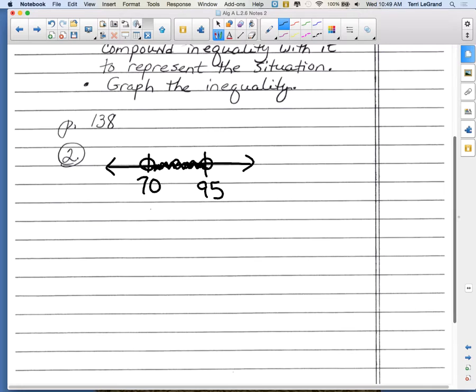But then they threw in this word that says inclusive. What does that mean? The circles should be shaded in. Inclusive means include them. So we're going to shade both of those in, because it can be 70 and it can be 95. Now, is it easier to write the compound inequality for this graph? Go ahead and do it. Write what the compound inequality would look like for this graph.